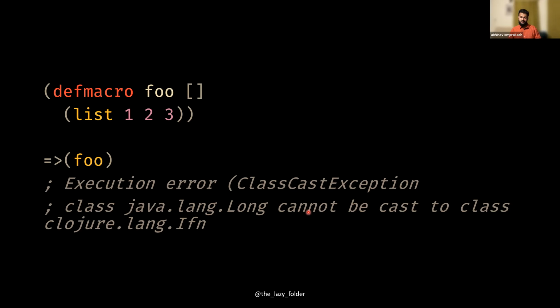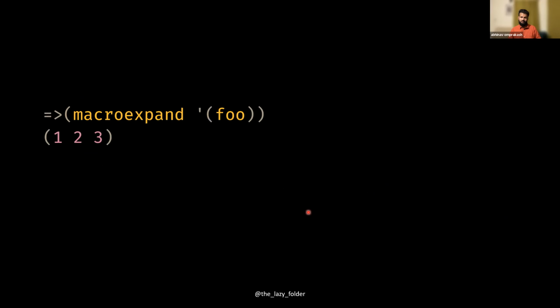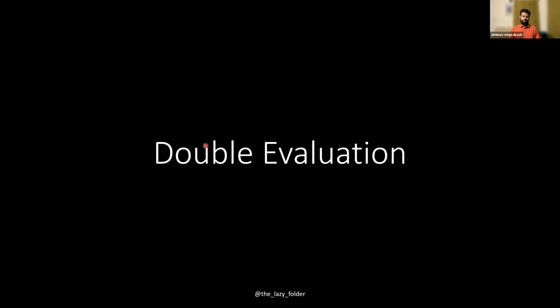If you want to see what the macro is returning, you can use a tool called macroexpand. And when you macroexpand foo, you get this list. So there is a sort of double evaluation that's taking place. This is the source of power and confusion for macros a lot of times. But this double evaluation is important and we'll get back to it in a bit.